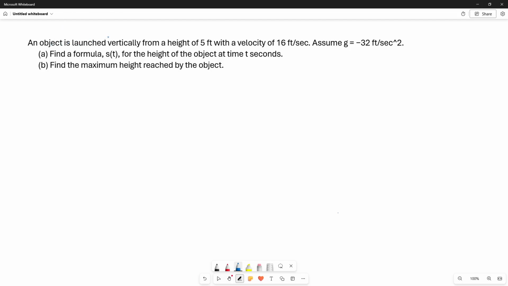An object is launched vertically from a height of 5 feet with a velocity of 16 feet per second. Assuming that g, the gravity due to Earth's mass, is negative 32 feet per second squared, find a formula for s of t, which is the position function or the height of the object at time t, and find the maximum height reached by the object.